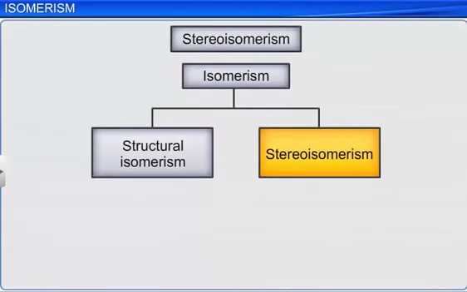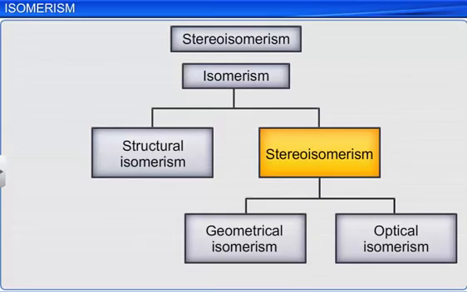Stereoisomerism can be of two types: geometrical isomerism and optical isomerism. You'll learn about these stereoisomer types in higher classes.